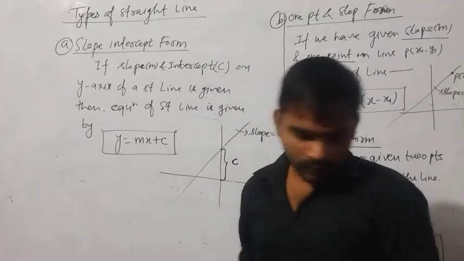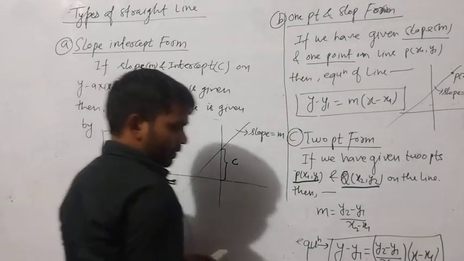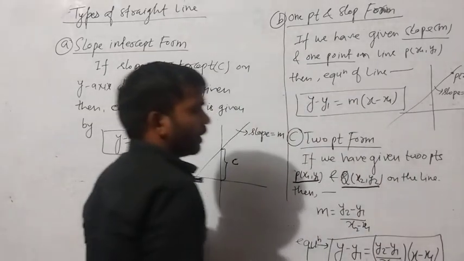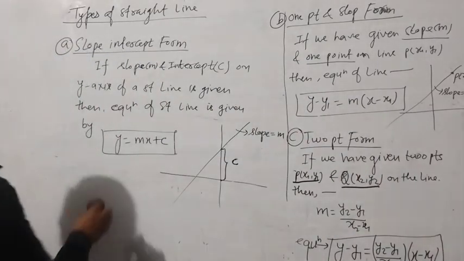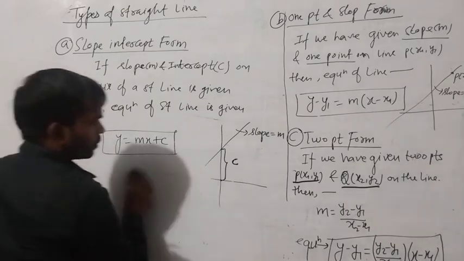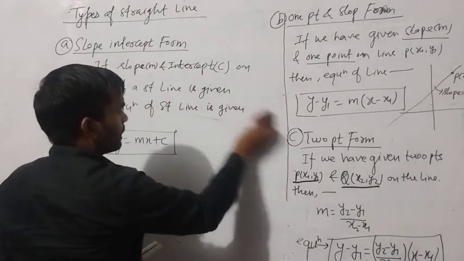So let me read this. First, slope intercept form, and there are 1 or 2 types of straight line remaining, so we will discuss those also.